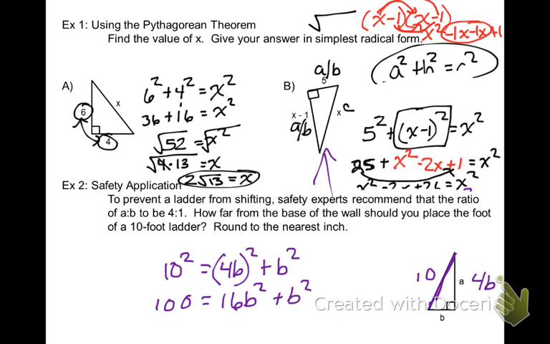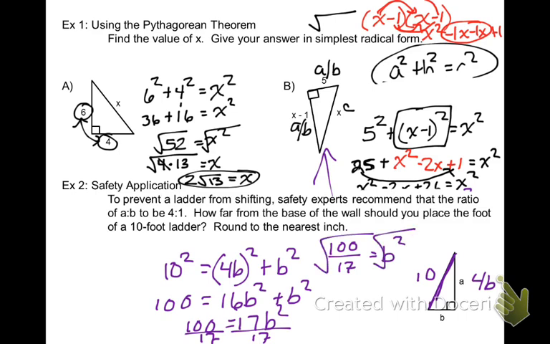Remember, if the 4 is inside the parentheses, you have to square the 4 also, so it's 16b squared. So it's going to be 17b squared equals 100. Divide by 17. Okay. So I'm going to show you how you're going to do it on your calculator. So it's going to be 100 over 17 equals b squared. And I'm going to square root both sides.